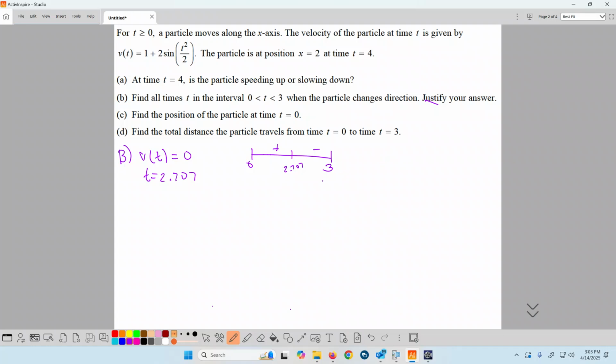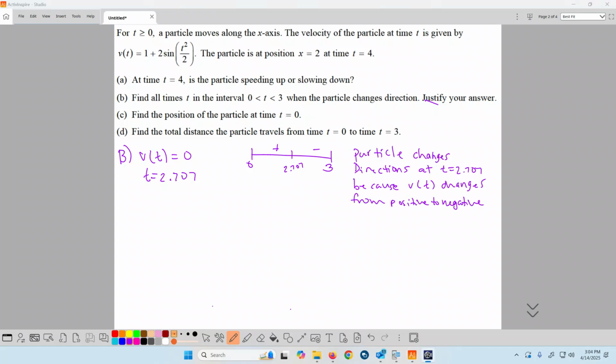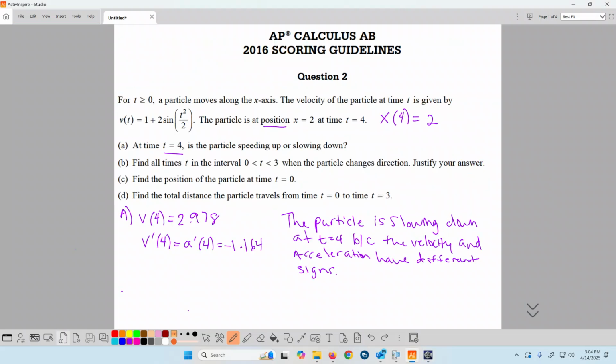Now, a lot of the times you're asked here to justify. So why? Why is that our answer? Well, it's because the velocity changes signs. A particle changes directions at t equals 2.707 because v of t changes from positive to negative. That's a little bit more specific. Okay, so let's talk about the point breakdown, right? So that's already 2 parts here of the question.